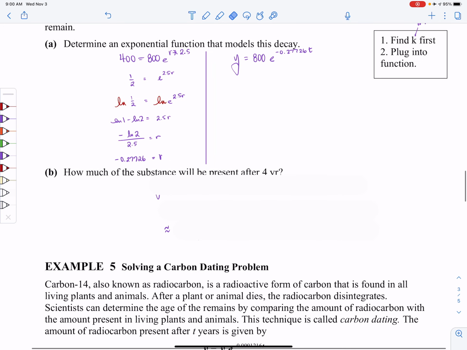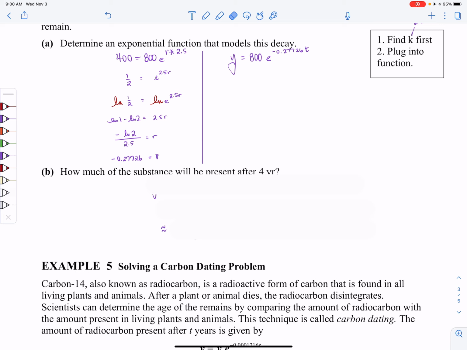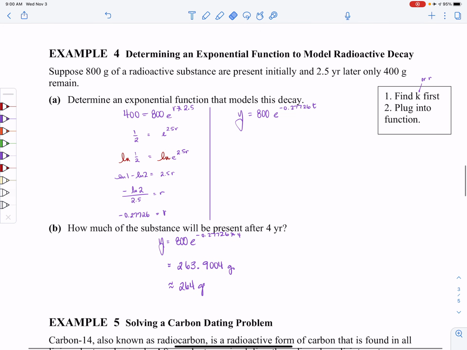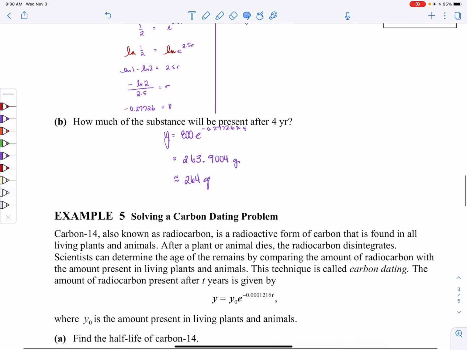How much of the substance is going to be present after 4 years? So for our time, we'll plug in the 4. Using this equation, plug 4 in for t. Throw that into your calculator, and that's going to be 263, or rounding here, 264 grams. And again, remember that the original was 800 grams, so we'll round in the same way that the original was rounding. That's why we chose to round to the nearest whole number of grams.